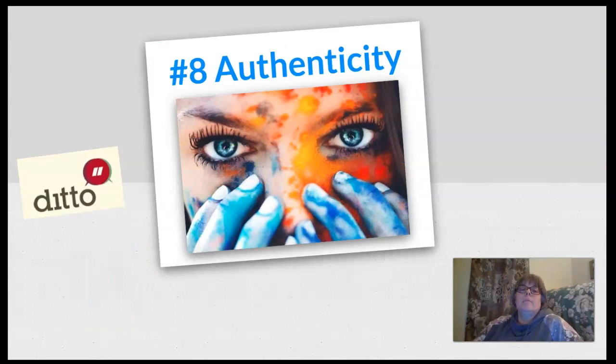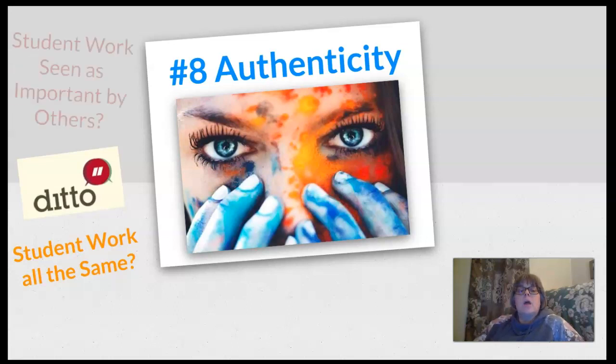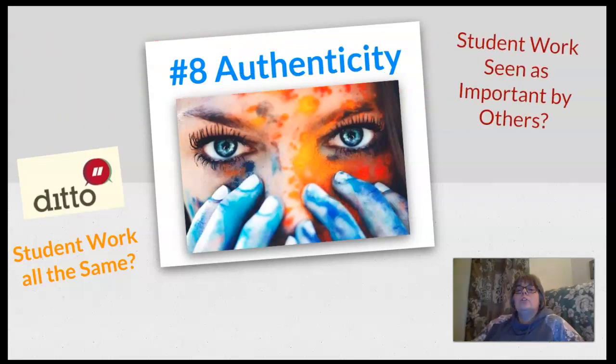Number 8 is authenticity. Do we make student work all the same? It goes back to what we were saying, there's going to be lots of different levels in the classroom. Or are we allowing the student work to be seen as important? That means, are we allowing other students to see the important work of their peers? Other educators in the building, administrators? And even beyond that, what about in the community and out in the public, as far as colleges or job opportunities for students? Are we allowing their work to be seen by others?